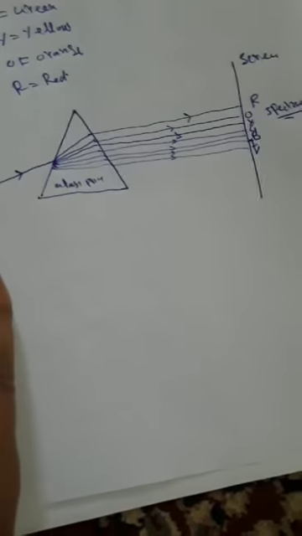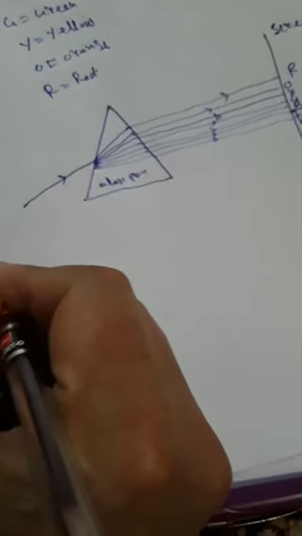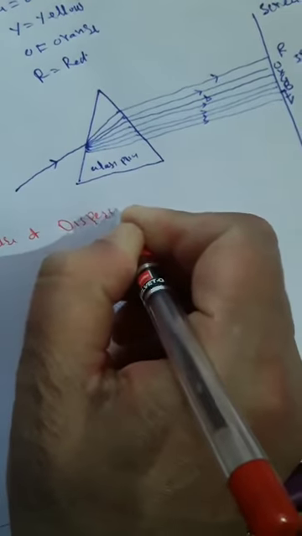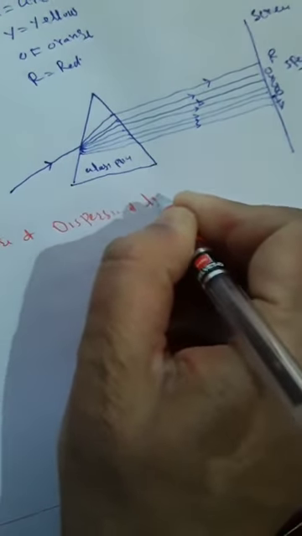Now we will see what are the causes of dispersion. When white light is falling on it, how does it get separated? We can now see the cause of dispersion of light.